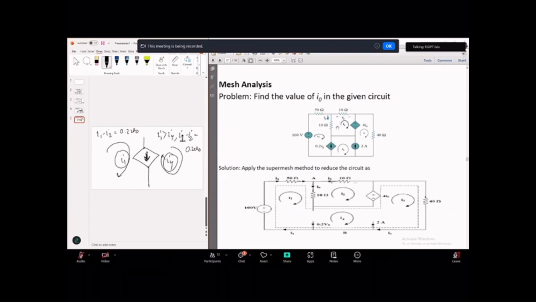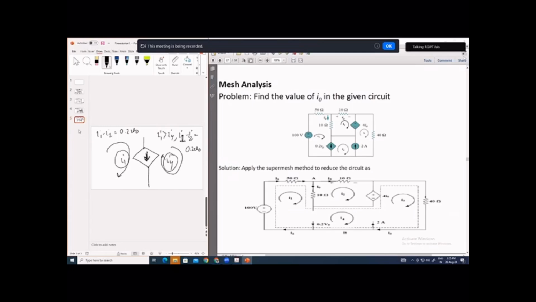Now what we know, I2 we have considered here, so I2 will be flowing in this direction. If you consider only this 10 ohm resistance, this is V0. We don't know what V0 is. This is 10 ohm, and we have considered that I2 current flows like this. If it is clockwise direction, then V0 will be nothing but 10 multiplied by I2.